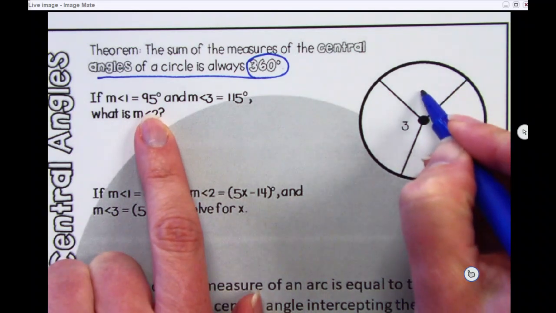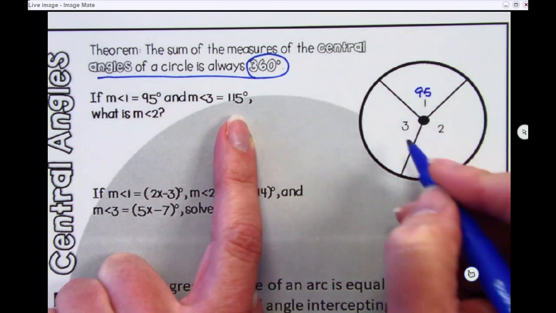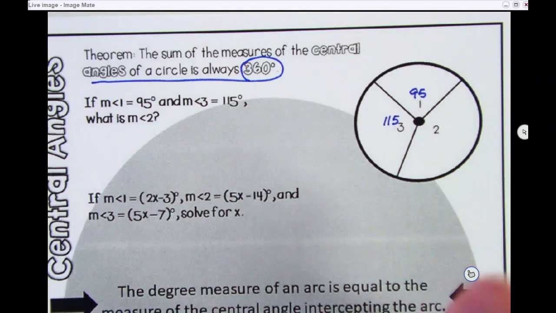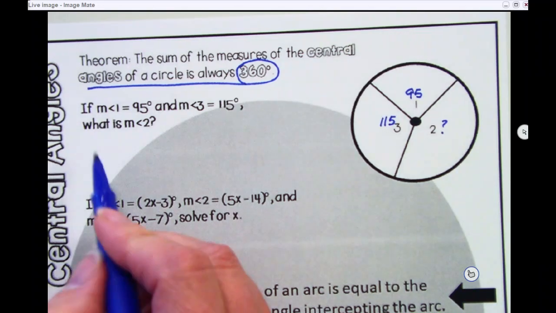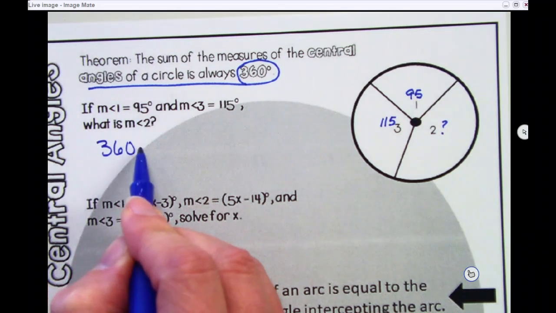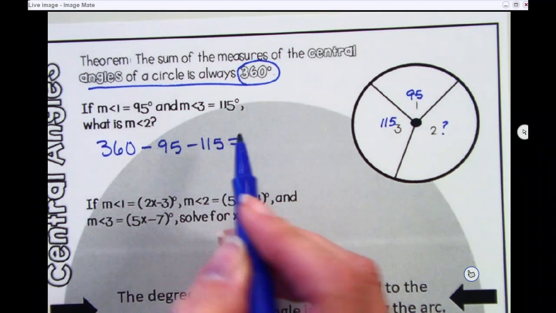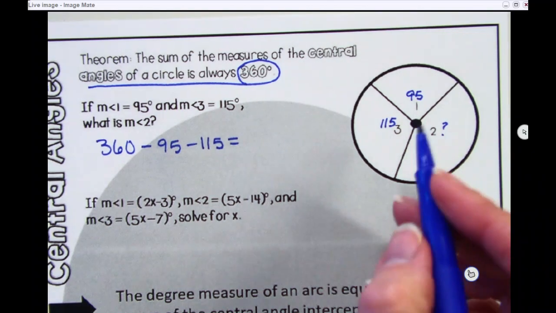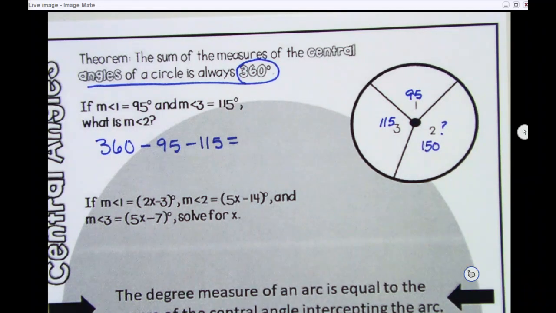Measure of angle 1 is 95. Measure of angle 3 is 115. How on earth will I find the measure of angle 2? A couple different ways I could get there. For sure, add them together and subtract from 360. Or take 360 and take away both of them. It's just a little calculator work, and my calculator's all the way over there. What'd you get? 150? All right, that was super friendly.